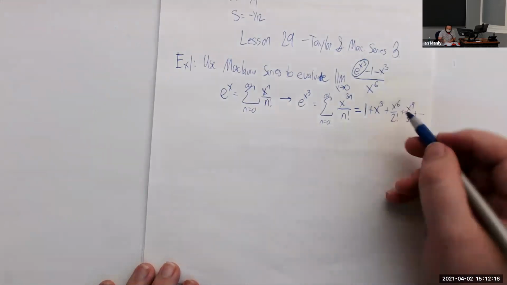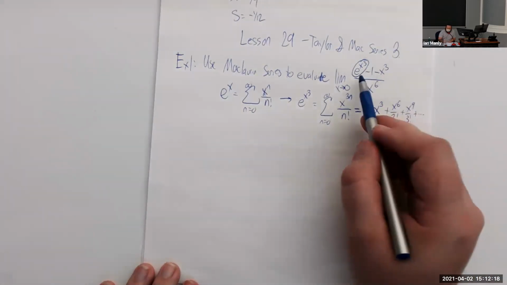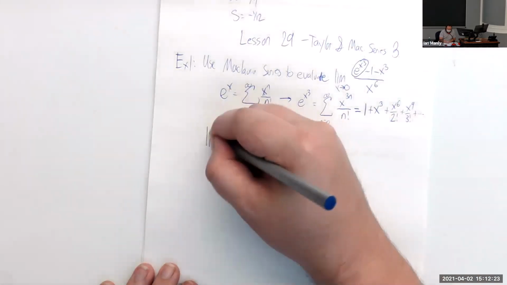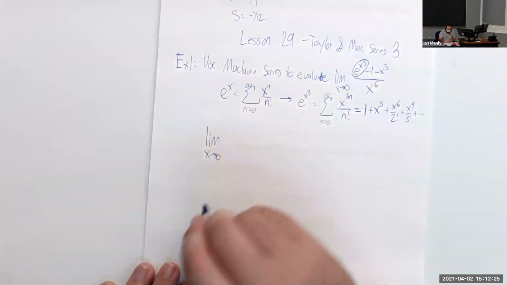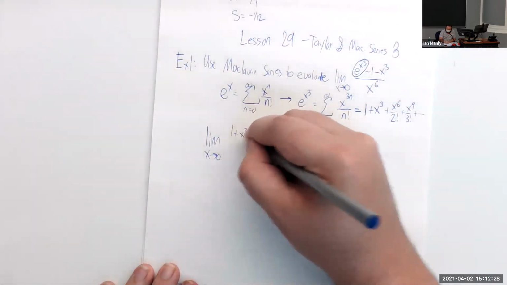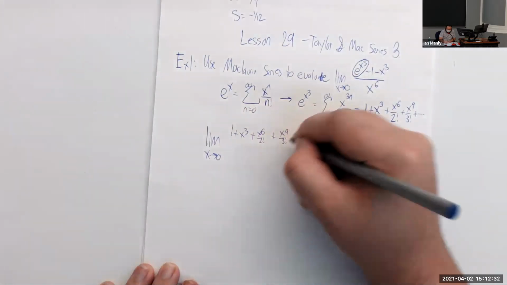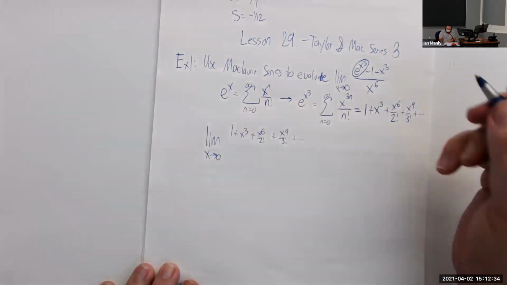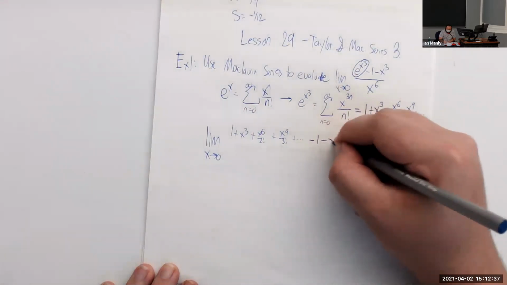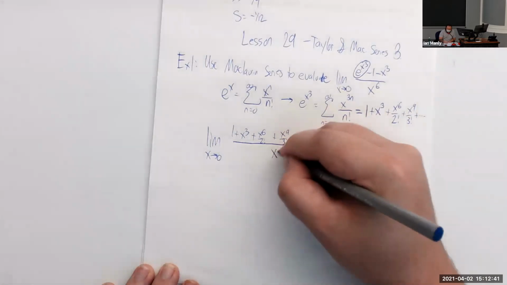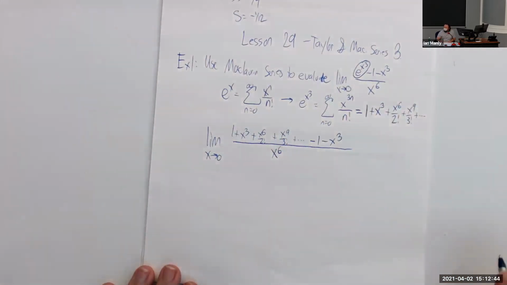All right, so I'm going to take my series and substitute it into my limit here. So another way of writing this limit is 1 plus x cubed plus x to the 6th over 2 factorial plus x to the 9th over 3 factorial, and so on. And then after all of that, I'm going to subtract 1 and x cubed. And then we can't forget I'm dividing by x to the 6th down here. Okay, now why did I do that? That just seemed like it made things a lot worse.